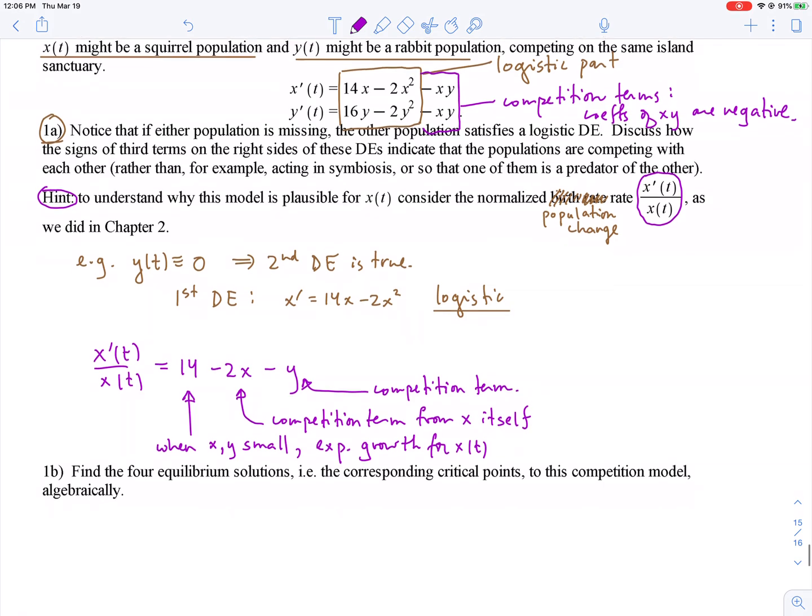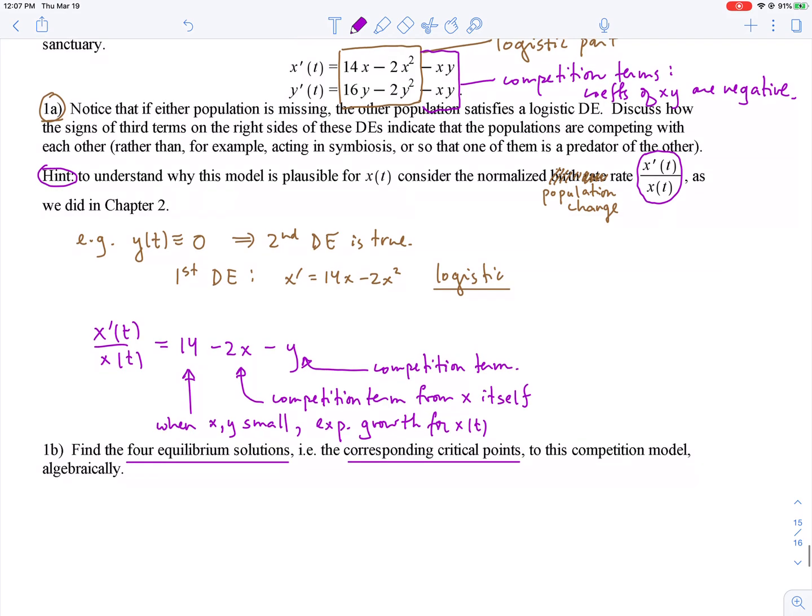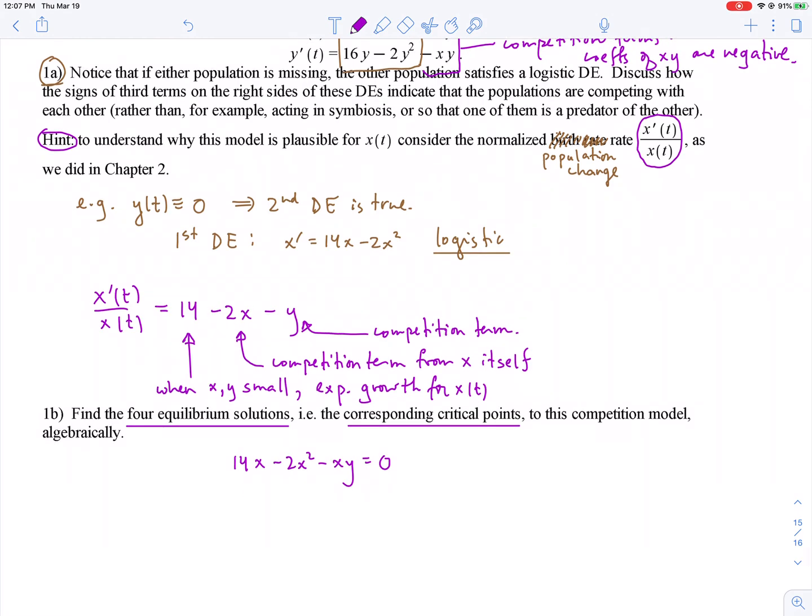Okay, so let's find all the equilibrium solutions, in other words, the critical points that make the right-hand side of the first order system 0. So we want to solve 14x minus 2x squared minus xy equals 0 at the same time as 16y minus 2y squared minus xy equals 0.